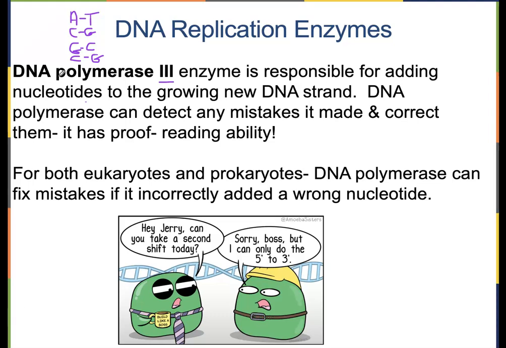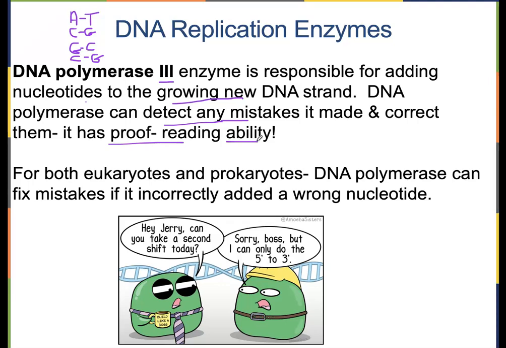So that's how it will add the new nucleotides to the growing new DNA strand. What's really cool about DNA polymerase also is that it can detect if it did put in the wrong nucleotide by mistake. It can sense it. There's going to be a kink in the molecule. It's not going to feel right. It's not going to be a good fit. So it can take it out and then it can put in the correct one. So we call that proofreading ability.